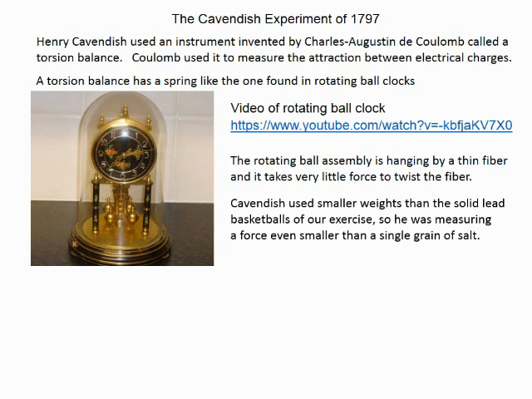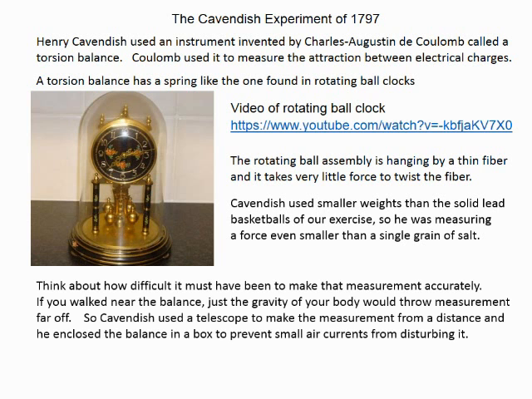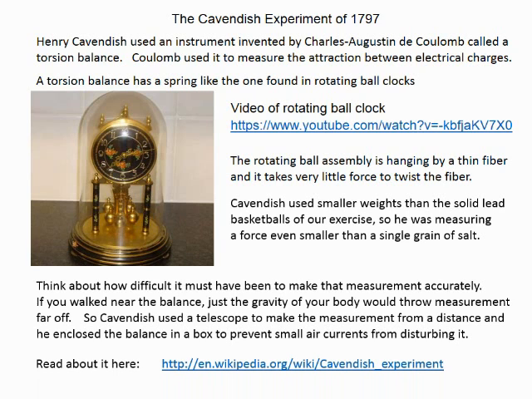Cavendish used smaller weights than the solid lead basketballs of our exercise, so he was measuring a force even smaller than a single grain of salt. Think about how difficult it must have been to make that measurement accurately. If you walked near the balance, just the gravity of your body would throw the measurement far off. So Cavendish used a telescope to make the measurement from a distance, and he enclosed the balance in a box to prevent small air currents from disturbing it. Read about it here. It's a fascinating story.